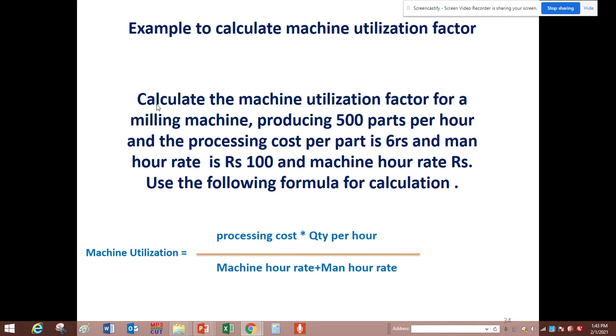I hope that in the initial class we told you to have a notebook with you. So take the notebook and calculate the machine utilization factor for a milling machine producing 500 parts per hour, where the processing cost per part is 6 rupees, the man hour rate is 100 rupees, and the machine hour rate is 500 rupees. Use the following formula for calculation. Just do it and see what the utilization factor is, whether it is a loss or profit.